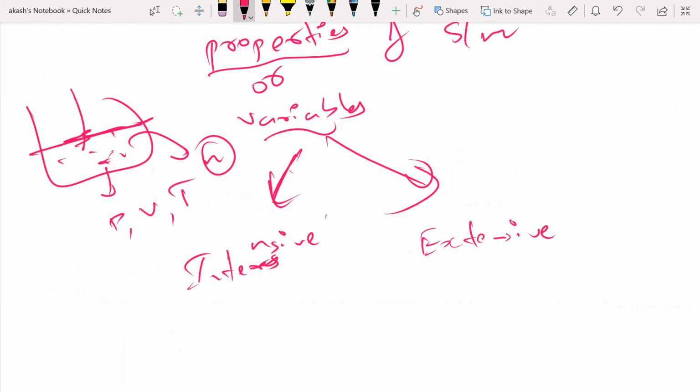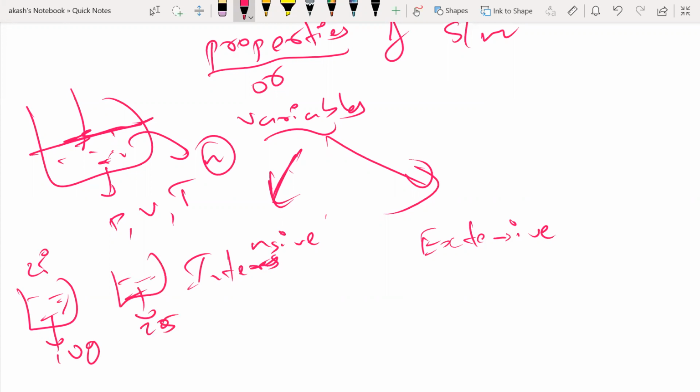Now, what do you mean by intensive and extensive properties? For example, say I have, in the same room, a vessel with 10 grams of water at 25 degrees Celsius. Here, say I put 25 grams of water, right? What will be the temperature here?